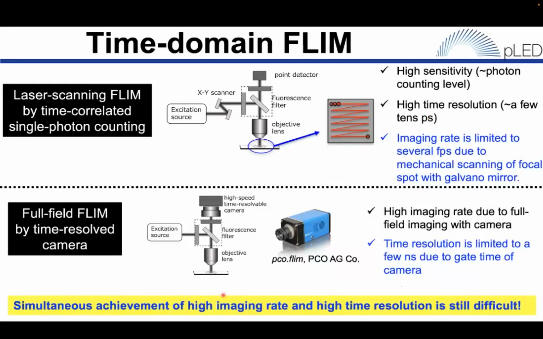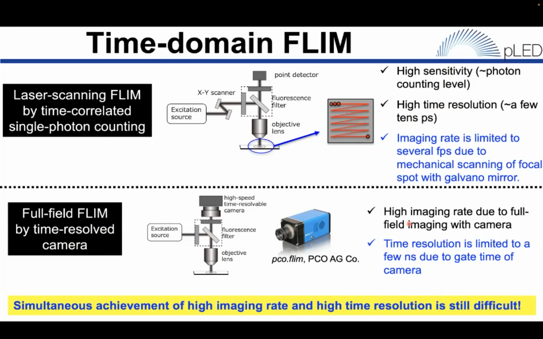Time domain FLIM can be classified in two types. One type is the laser scanning FLIM by time-correlated single photon counting, like here, using this setup. So it has a high sensitivity around the photon counting level and high time resolution around a few tens of picoseconds. However, the imaging rate is limited to several FPS due to the mechanical scanning of the focal spot with a Galvano mirror.